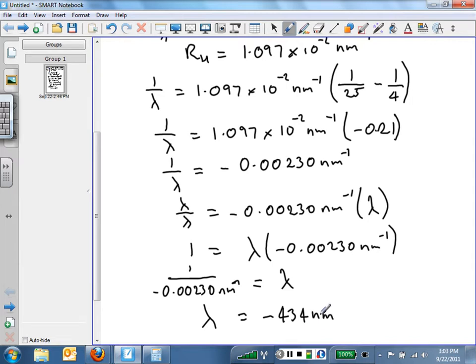Now, don't be alarmed by the fact that it's negative. Remember that in this question, we were going from a lower level to a higher level, from n equals 2 to n equals 5. Thus, it requires energy to do so. And so it appears that we end up with a negative wavelength. This isn't true in this case. We still have a positive wavelength, even though the answer turns out to be negative. Don't be alarmed, 434 nanometers is the answer. Not negative 434, but positive 434. You can go ahead and make the change.